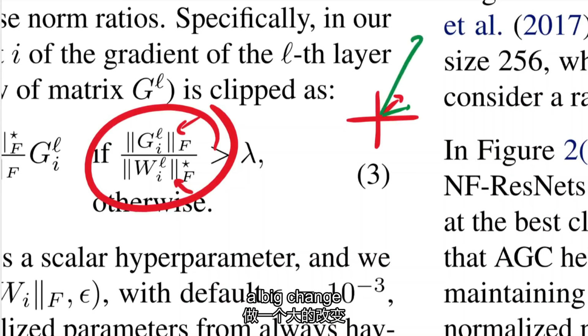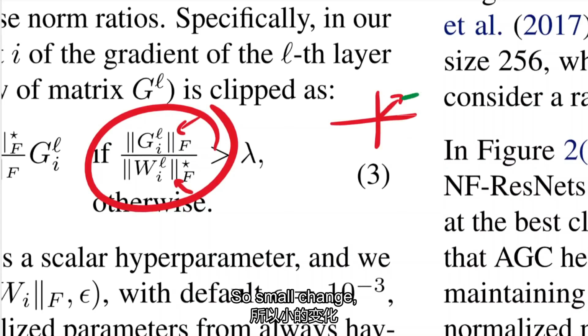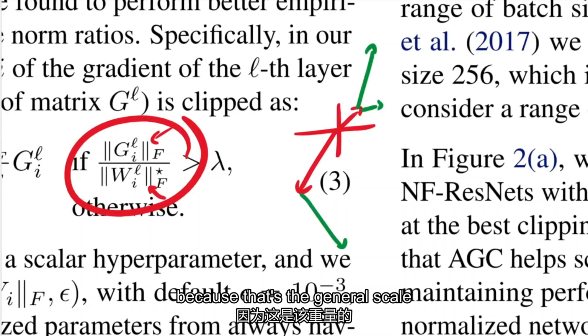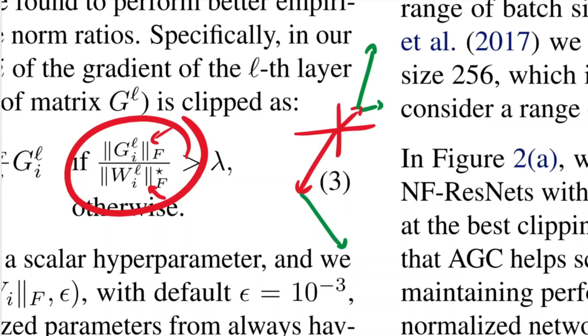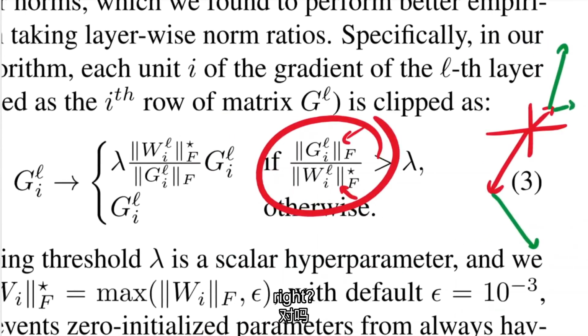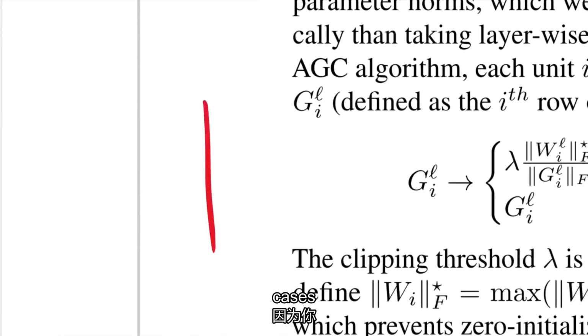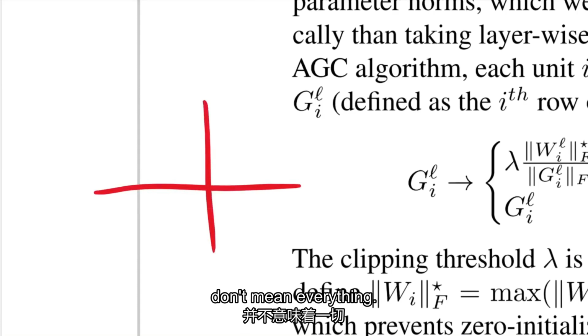But if you suggest a big change to the weight, then it's like, I'd rather, sorry, I probably should draw this like this. Small change, fine. Large change, not so fine. However, if you already start with a large weight, then large changes might be appropriate, because that's the general scale of that weight. It is an approximation, right? It is not the end all. It's simply a good heuristic, because you can make cases where just comparing these norms doesn't mean everything.